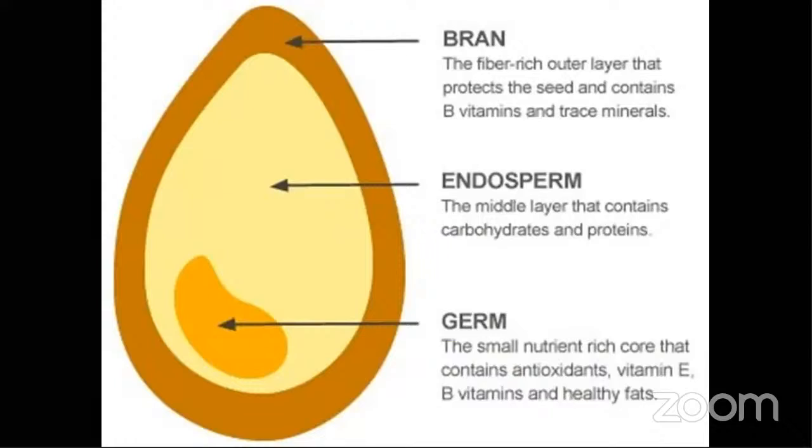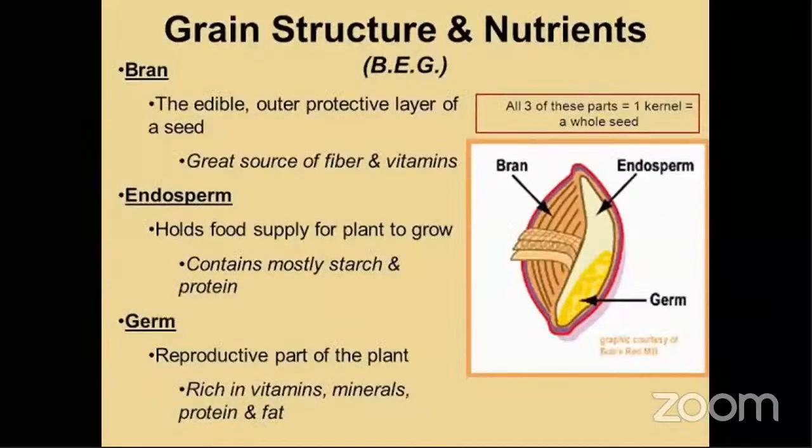So on the whole, if we see a grain, there are three main important parts. Number one is the bran, that is the outermost covering. This bran is a very good source of minerals and also a very good source of fiber. Then is the endosperm, which is the main part, and it contains mainly carbohydrates and proteins. And the third important part is the germ or the embryo. It is quite nutrient rich. It contains certain antioxidants also. It is a very good source of vitamin E, vitamin B complex, and some healthy fats are also present in the germ. So we can designate it as BEG, B-E-G. B is bran, E is endosperm, and G is the germ or the embryo.